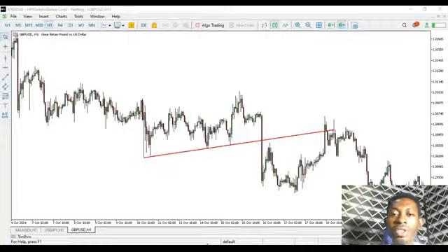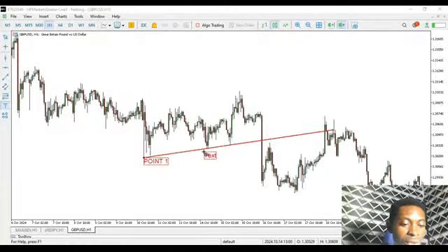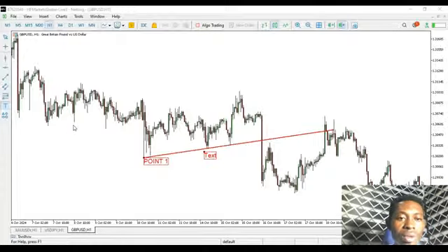you will see trend line. You will see a touch. You will see point one. You see point one here. Then you see point two. Then on the third touch is where you're supposed to take your trade.